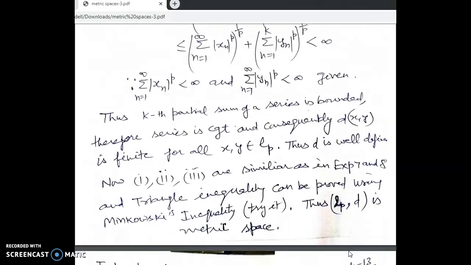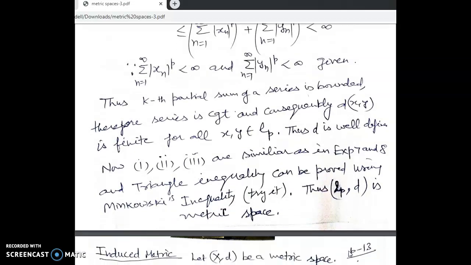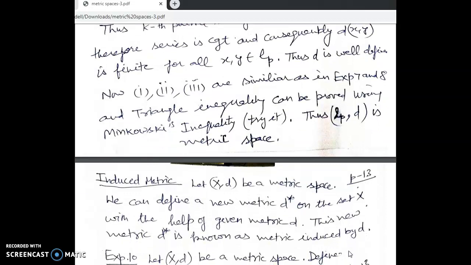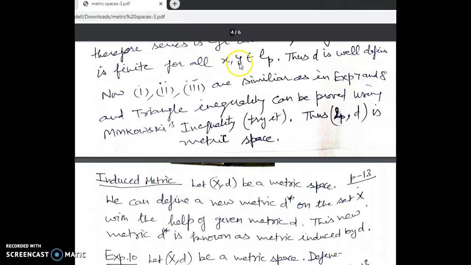And so, as the sum of the first k terms of this series is bounded, this series is convergent by the basic definition. Consequently d of x, y is finite for all x, y belonging to L^p, and thus d is well defined. All the other properties are similar to examples 7 and 8. Try them yourself.